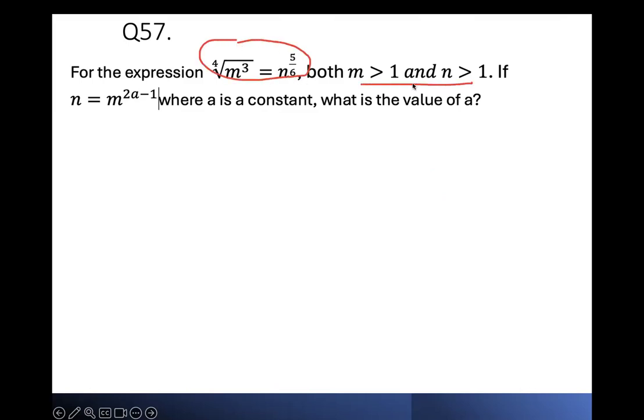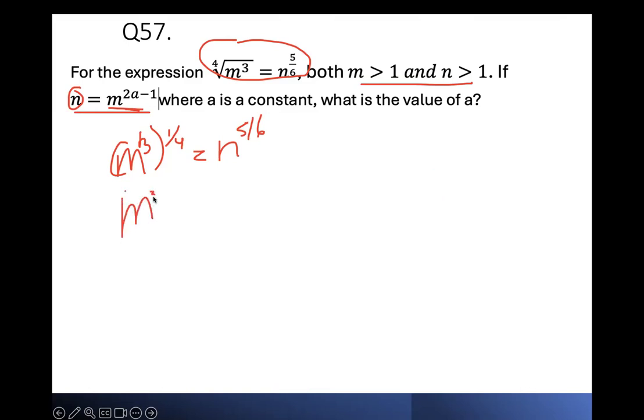They say m is greater than 1, n is greater than 1. That means it has to be a bigger number. It's not 0, it's not negative. But then they tell you n is that. Wow, why are you complicating things? Don't worry. Write them down. This is the same thing as 1 over 4. n is 5 over 6. But what did they tell you? They said just change the n, make it m a. So they're trying to complicate things for you.